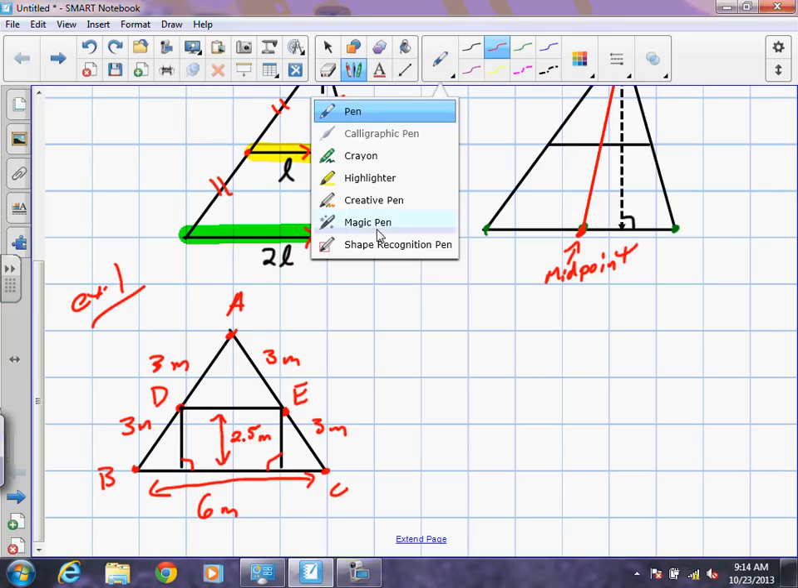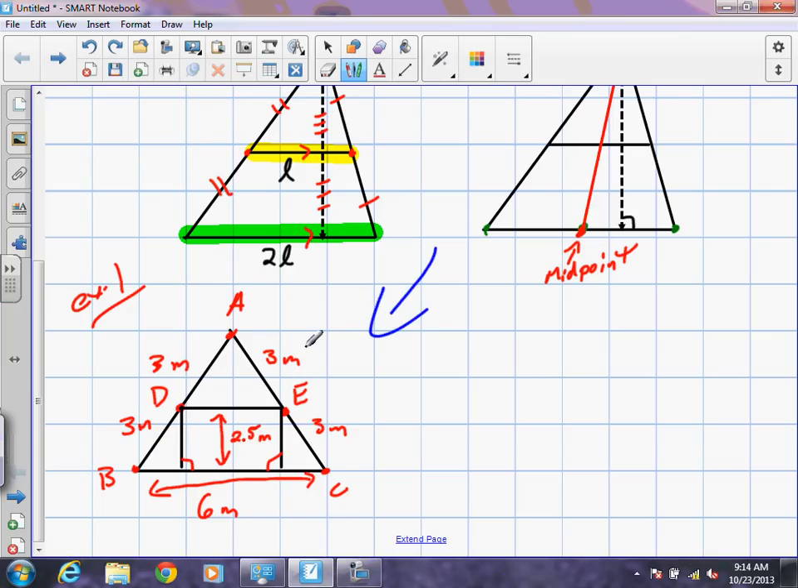So here's our triangle. This is the information they've given us. They've drawn a triangle and they've given us some measurements. From A to E is 3 meters in length. From E to C is 3 meters in length. What does that tell you about point E? Logan?